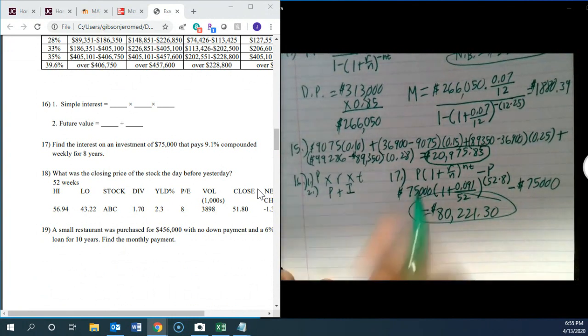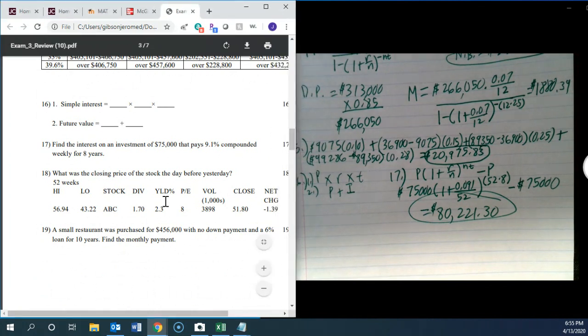Now we move on to problem 18. Problem 18 says, what was the closing price of the stock the day before yesterday? Now, this is where it gets a little tricky. I got to expand this a little bit. The closing price was the amount that happened yesterday. To get the amount for the day before yesterday, we look at the net change. You have to do the opposite of the net change to find out what it was the previous day. This is yesterday. The net change added or subtracted to this is the day before yesterday.